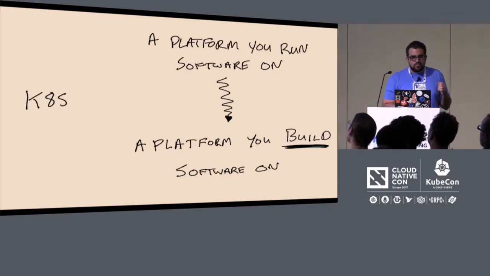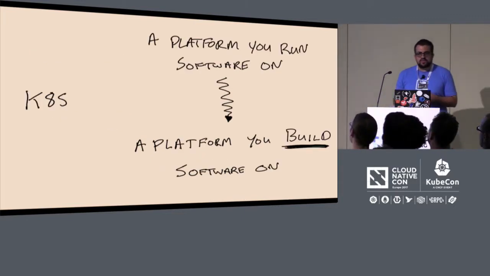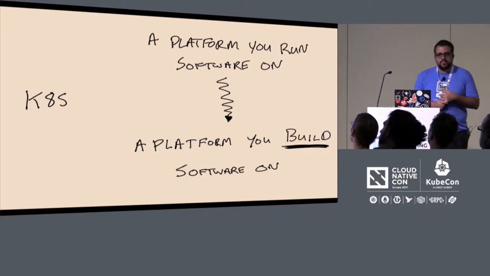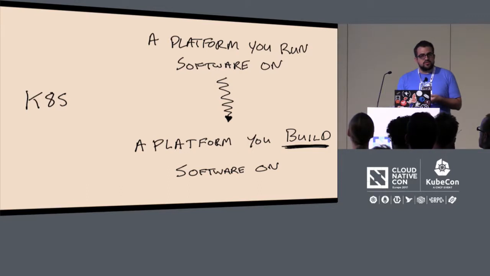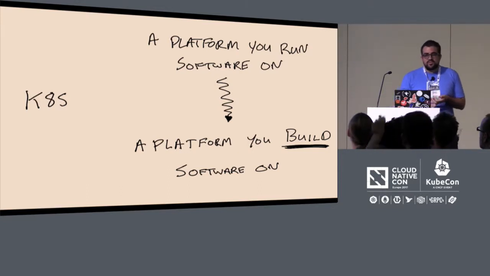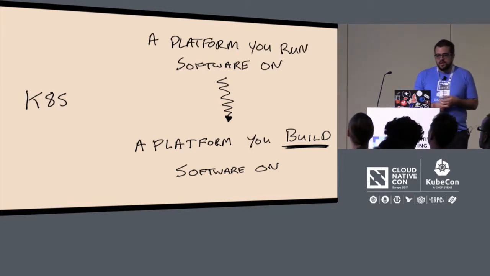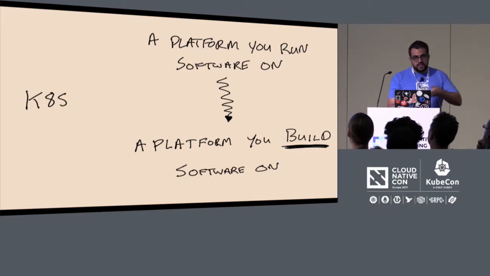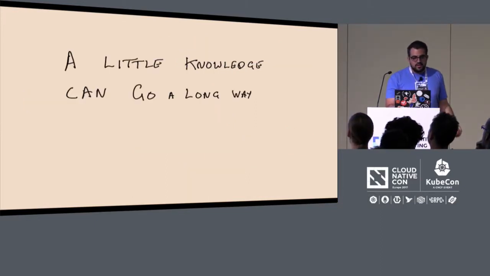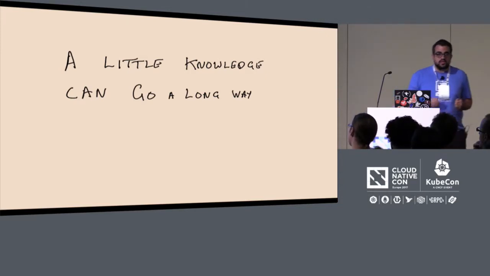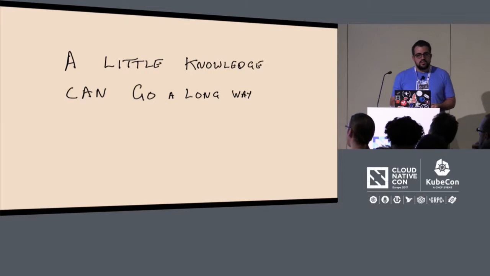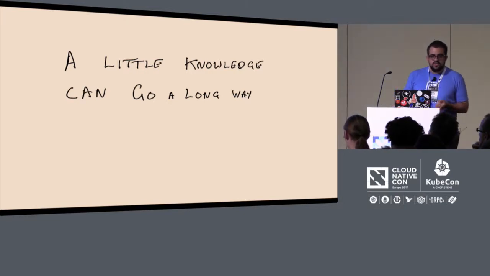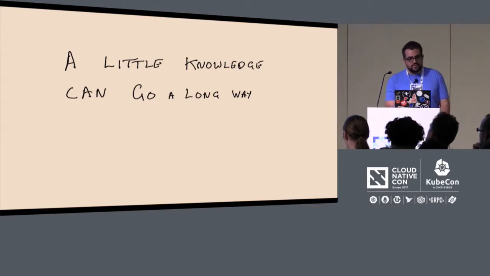But the way I want to frame Kubernetes in this talk a little bit is to switch from being something that you run software on and that you spend a lot of effort making it possible to run software on smoothly, to being something that you actually build something on. And I'll go into a little bit as we go through the talk on what I mean by this. But the really key thing I want to give you here is that a little bit of knowledge about how Kubernetes works, how the underpinnings are put together, can go a really long way to building something really cool with relatively little effort.